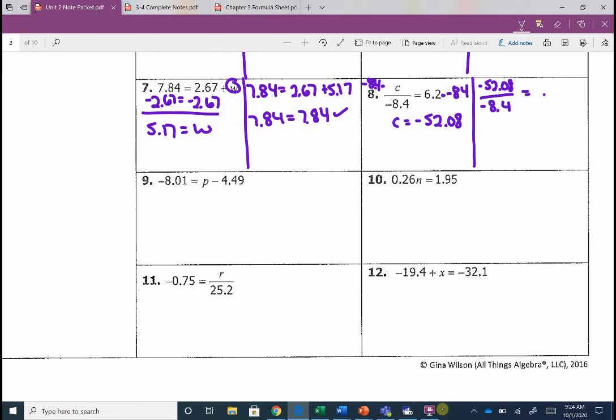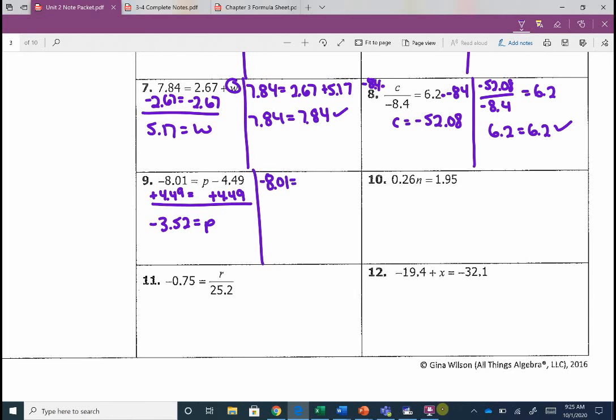In number 9, we have p minus 4.49. So to undo the minus, we need to add. So we have negative 8.01 plus 4.49. We get negative 3.52 equals our p. We can put that in and check. Get that the left side equals the right side.